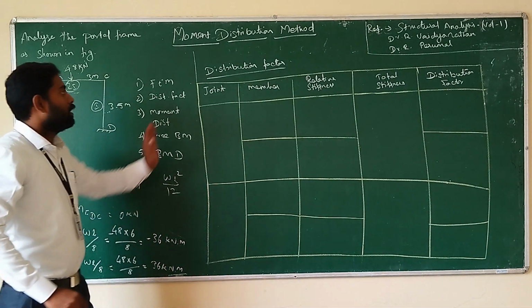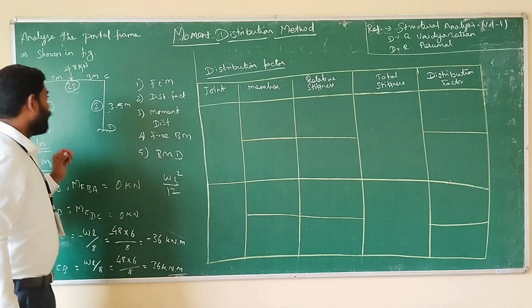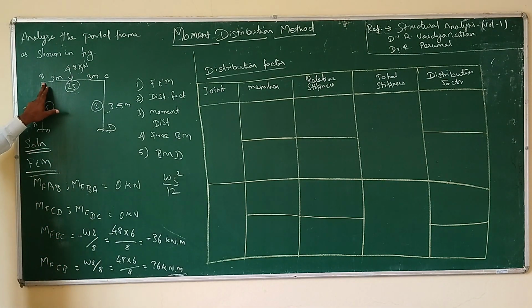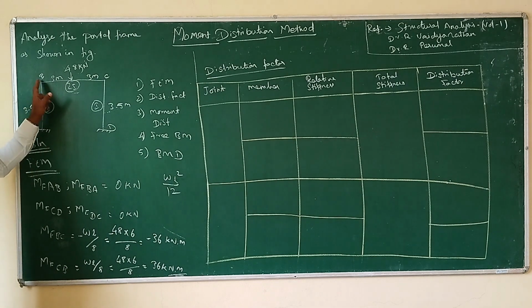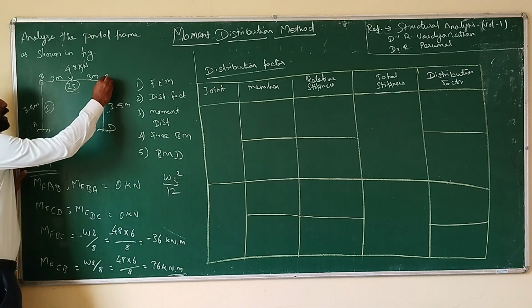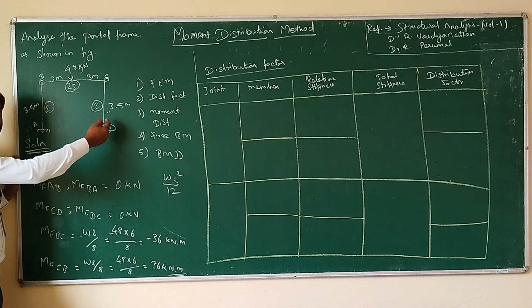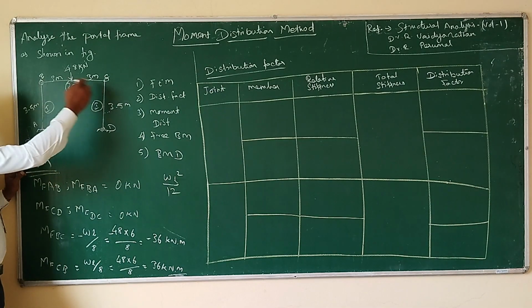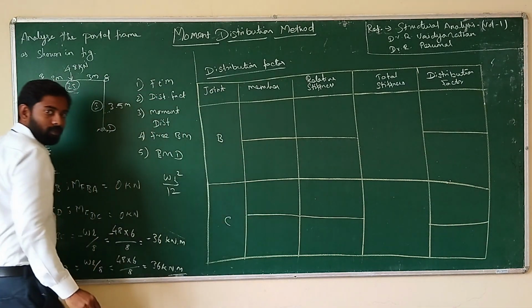The next step is the distribution factor. For the distribution factor, I need to go for the joints that have members on both sides, so I am going to take the joints B and C. At joints A and D, there is no continuity. So I am going with B and C.